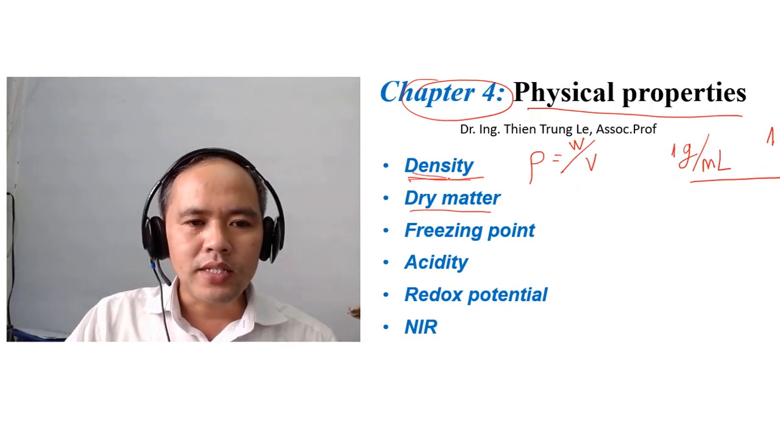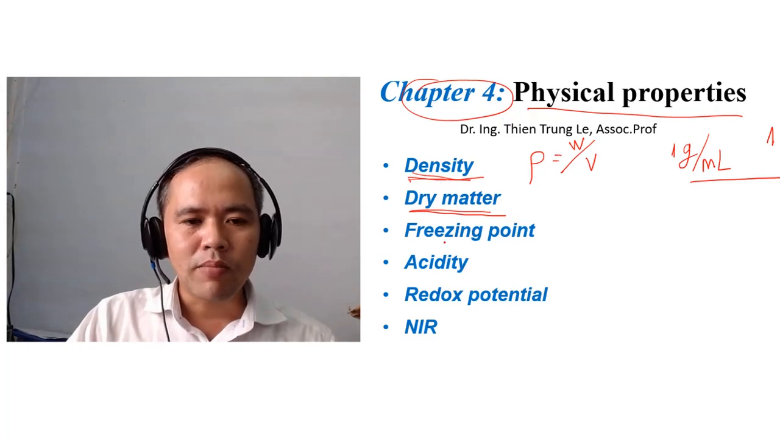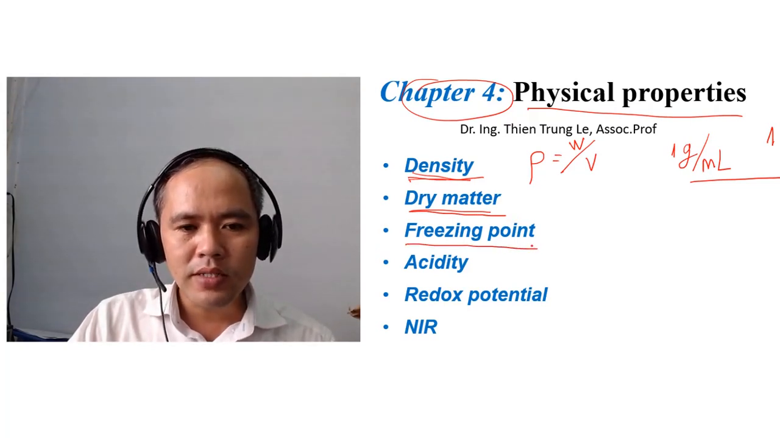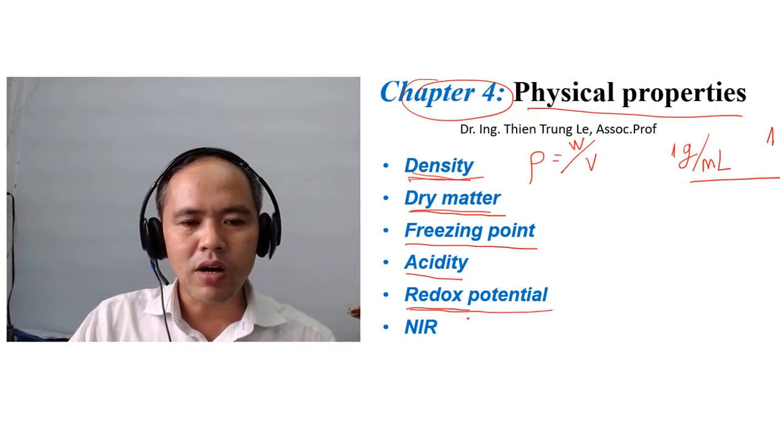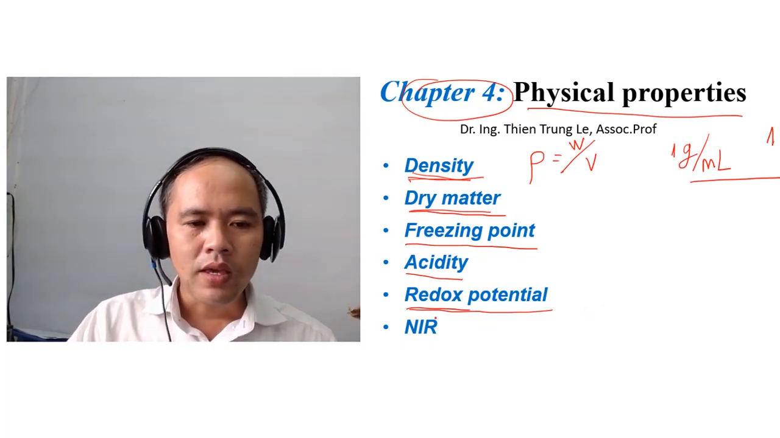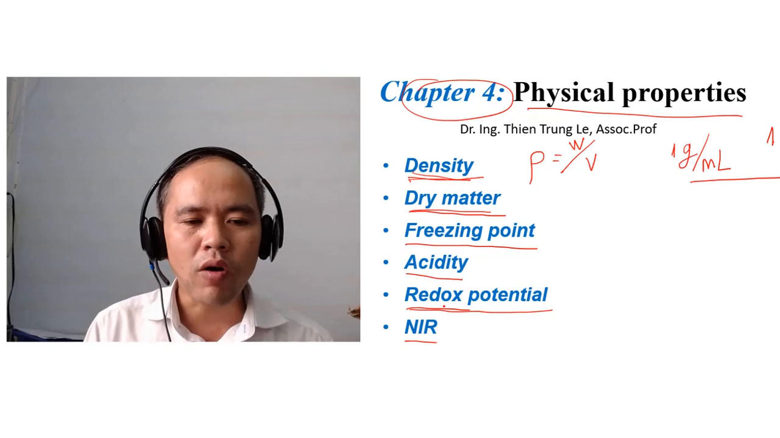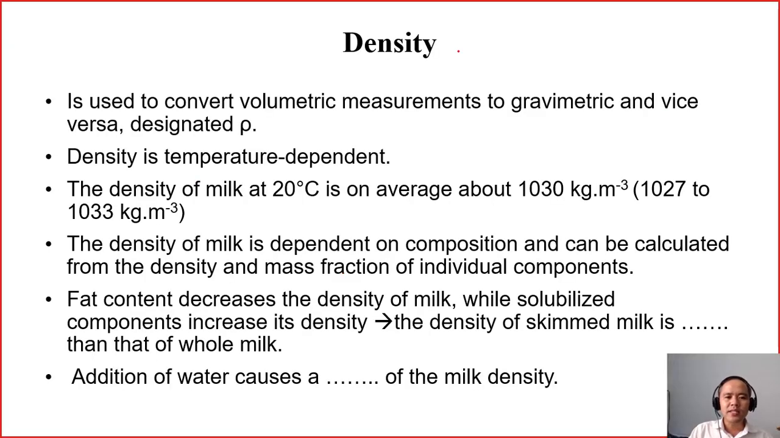So we discuss the density of milk, the total dry matter of milk, the freezing point, acidity of milk, redox potential. Redox means reduction oxidation potential, thế oxy hóa khử. And then the NIR. NIR is near infrared. Now we go first to density.